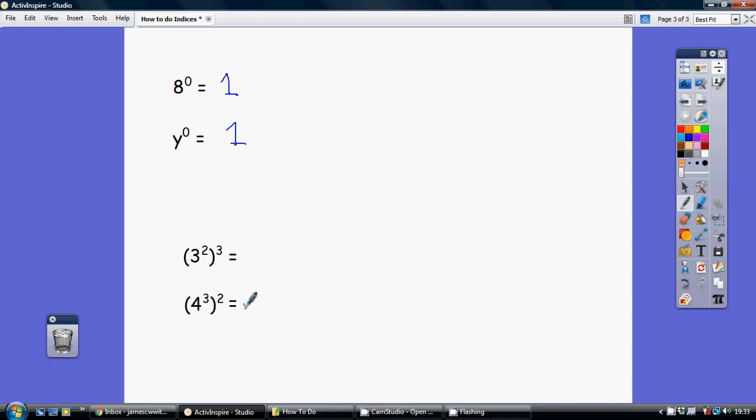The answer is 1. And the final thing I just wanted to run past you is where you've got a power within a bracket and a power on the outside of the bracket. So what we're saying here, this is 3 squared all cubed, which means 3 squared times 3 squared times 3 squared. That's what it means. And from what we were saying earlier on, when you multiply, you add the powers. 2 add 2 add 2 is 6. So that's 3 to the power of 6.